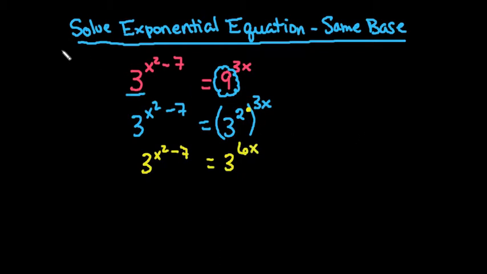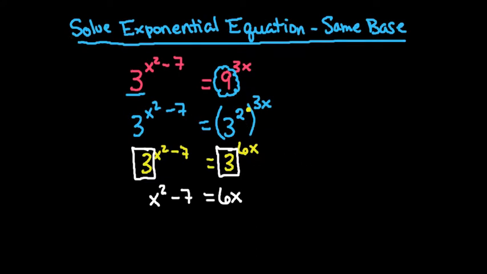Okay, so now once you have both of them with the same base, in order for these two expressions to be equal, the exponents must be equal to each other. So x squared minus 7 equals 6x. This method will not always work, because there are times that you need logarithms because there's no way to get these to be the same base. But if you can get them to be the same base, it's the easiest to solve.